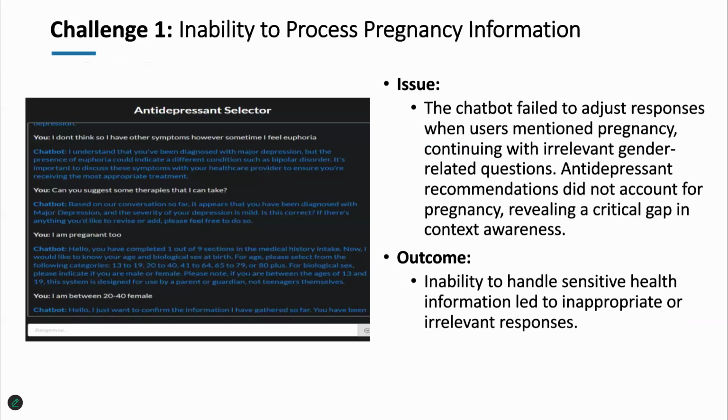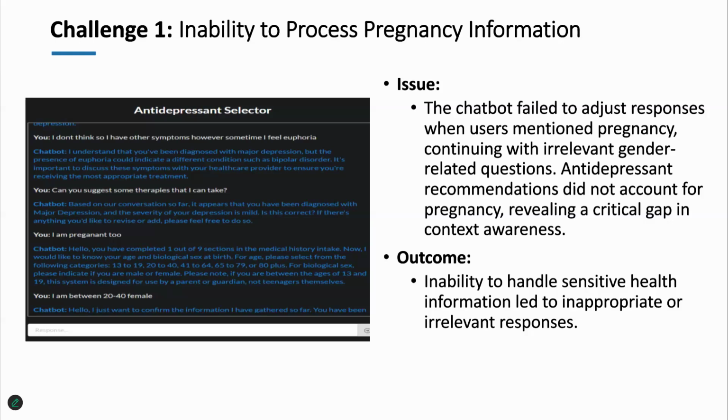Now, going to challenge one, let's talk about the first challenge we found, the chatbot's inability to handle pregnancy information. The issue is when the user mentioned they were pregnant, the chatbot didn't adjust its responses. Instead, it kept asking unrelated gender questions and didn't consider pregnancy when giving antidepressant recommendations. This showed that the chatbot couldn't handle important context like pregnancy. Because of this, the chatbot gave responses that didn't make sense and weren't helpful. This caused confusion and made users lose their trust in the system.